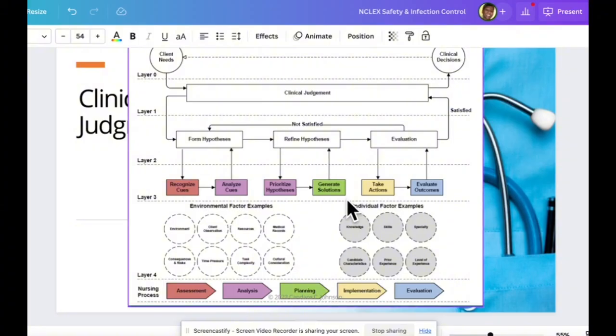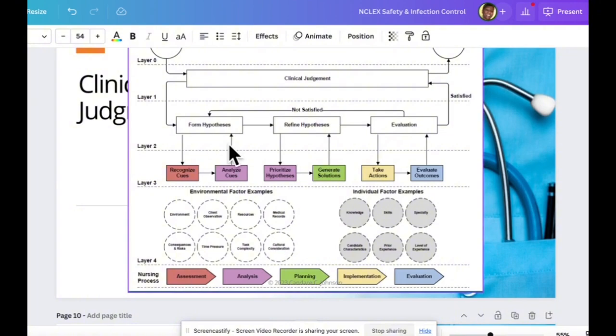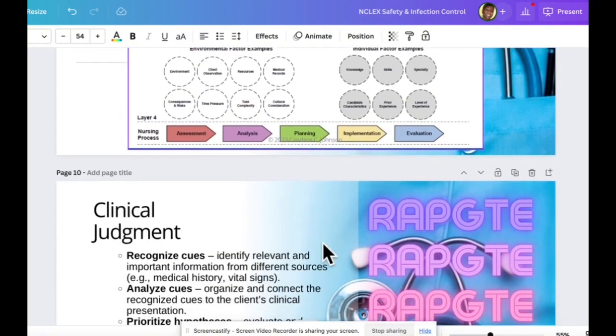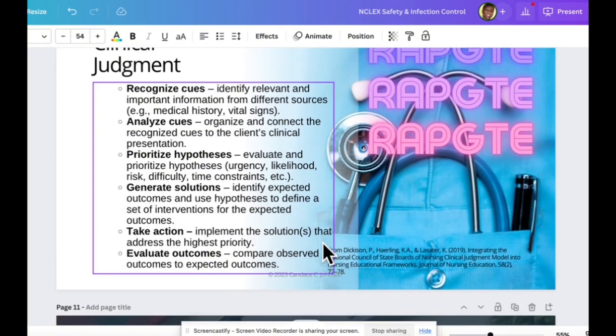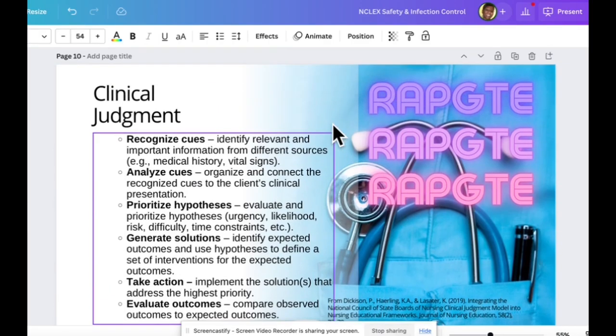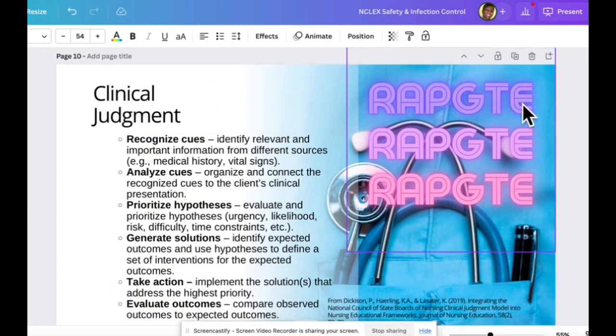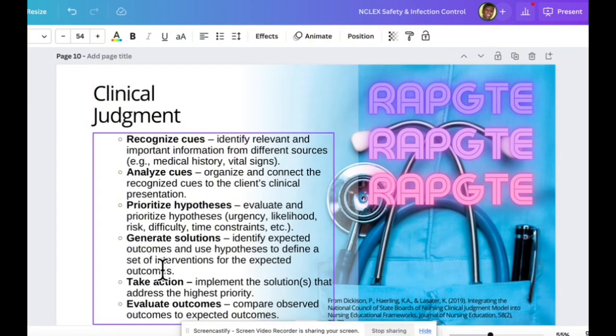If you want more detail about how these case studies are set up, again, check out the videos from my earlier classes. Okay. With that said, we're going to move on beyond this concept so that we can explain a little bit about those 6 pieces. I use the RAPGTE protocol, like a mnemonic that helps me remember the 6 steps in a case study. All right. And the R is for recognize cues.